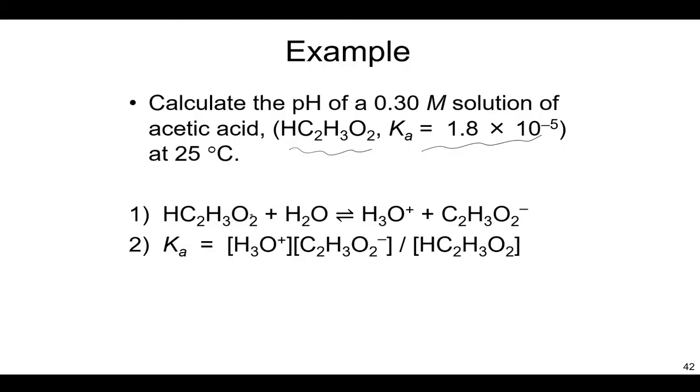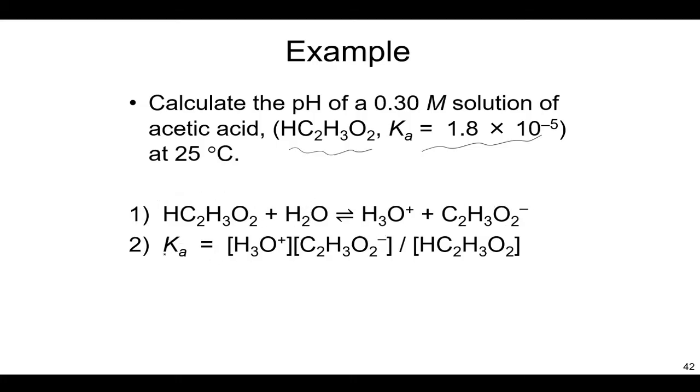HC2H3O2, that's the acetic acid, plus water makes H3O plus and the conjugate base of the acetic acid, acetate ion. We can write Ka, it's always products over reactants. Remember, we don't include water since it's a liquid. We only include aqueous and gaseous things in equilibrium constant expressions. For these acids, these Kas, it's always going to look like this: H plus or H3O plus, times the conjugate base, over the original acid.